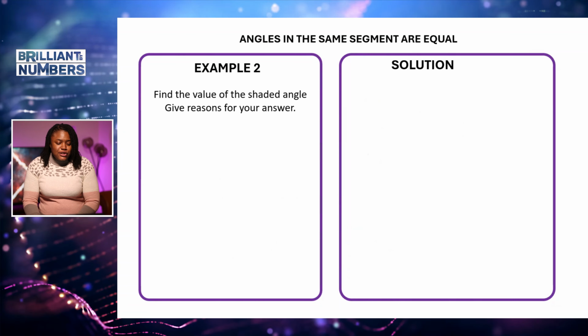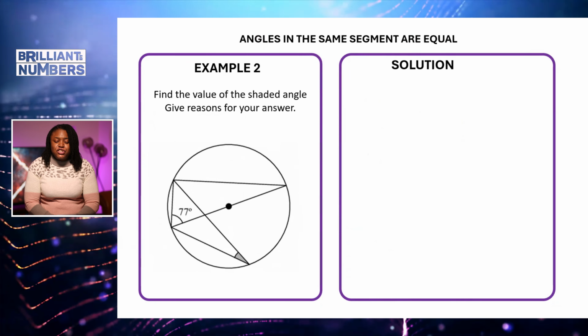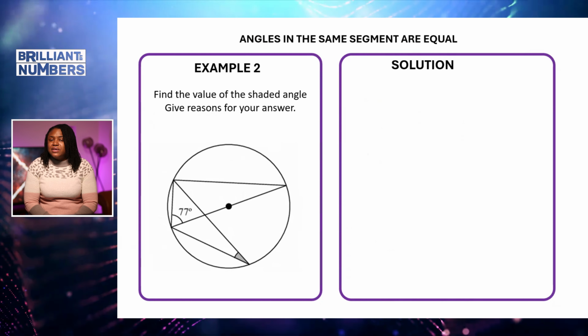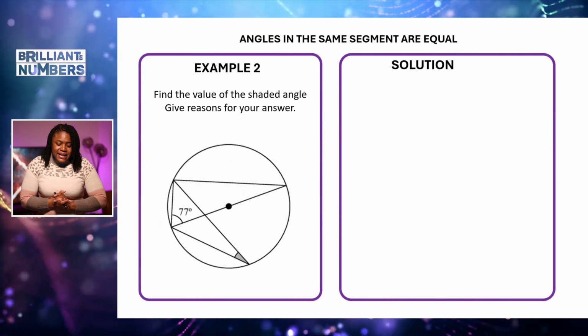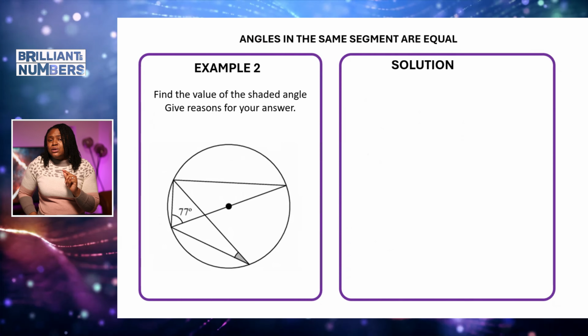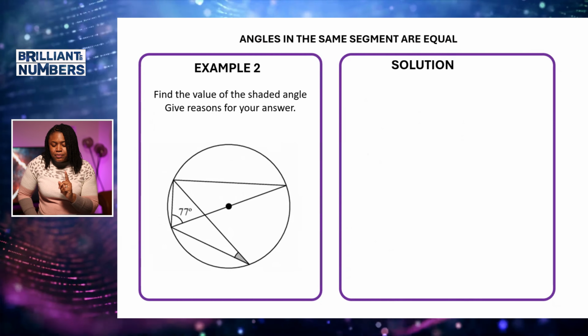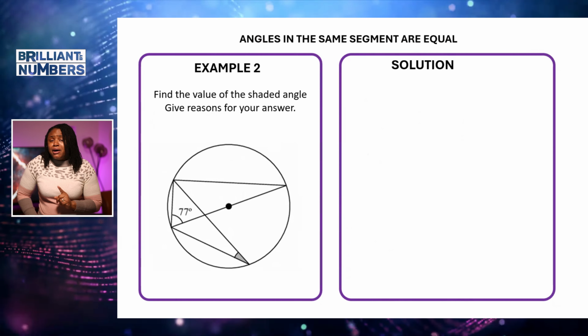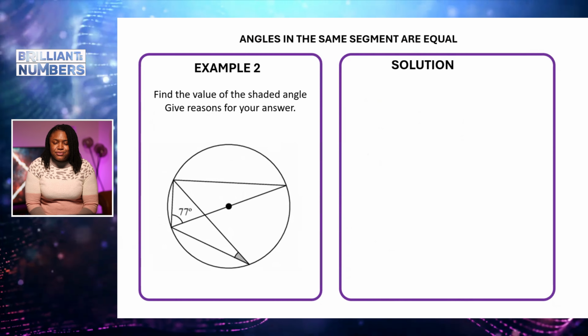Well done for making it this far. So we are now going to look at a second example on that rule. So we are asked here to find the value of the shaded angle and also give reasons for our answer. Now, if we take a look at the diagram here, we can see we were explicitly given the center of the circle. Therefore, the line passing through the center of the circle is clearly a diameter.